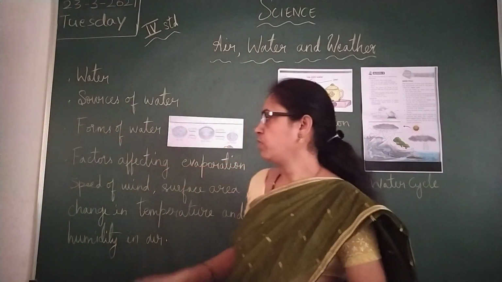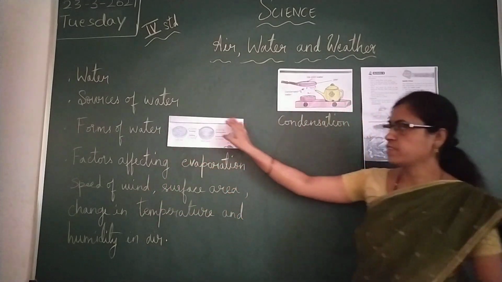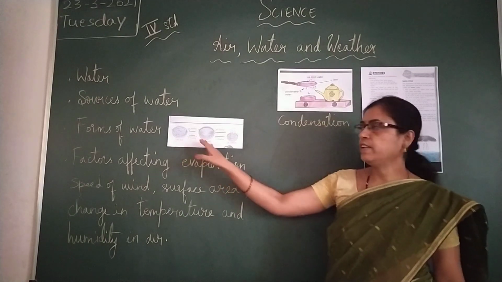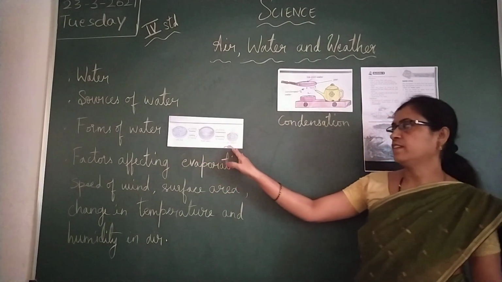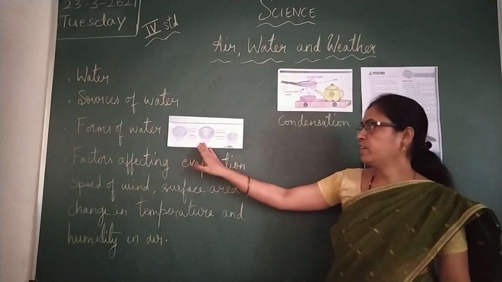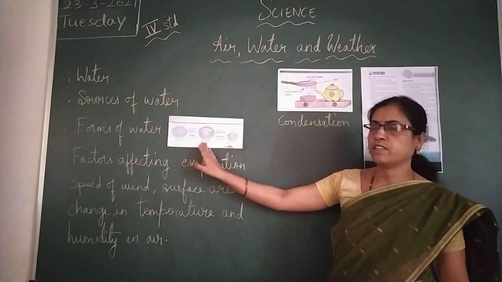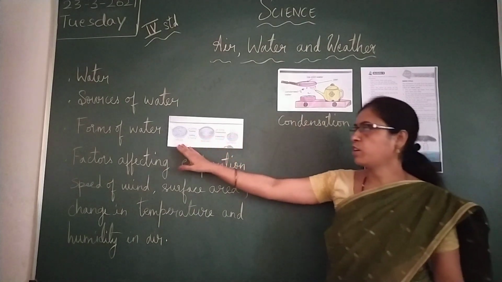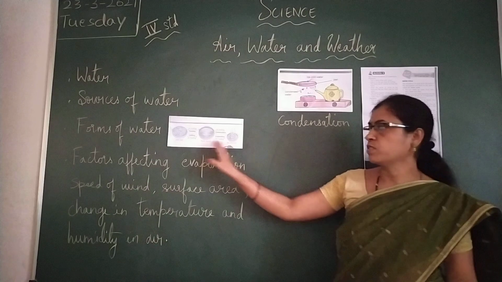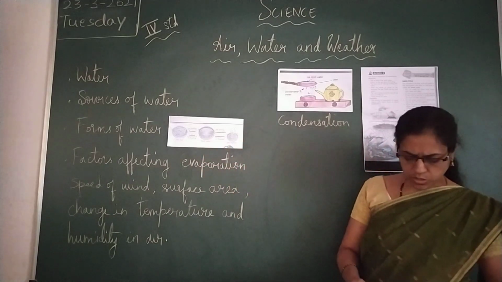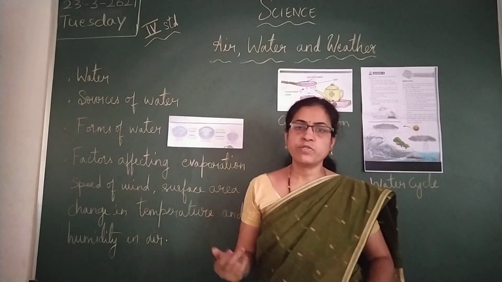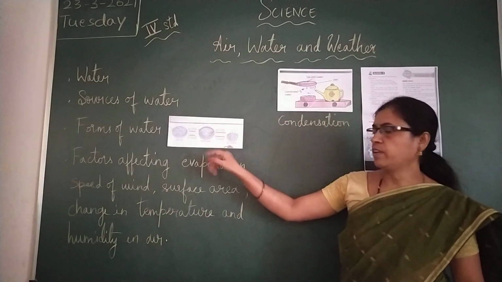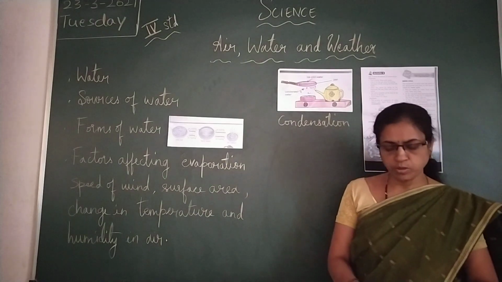So what are the forms of water? You can just see here, the three forms of water. Water exists in three forms, that is solid, liquid and gas. Solid in the form of ice, liquid as water, here you can see in the picture, and gaseous, that is water vapor. So children, water can be changed from one form to another by heating or cooling.